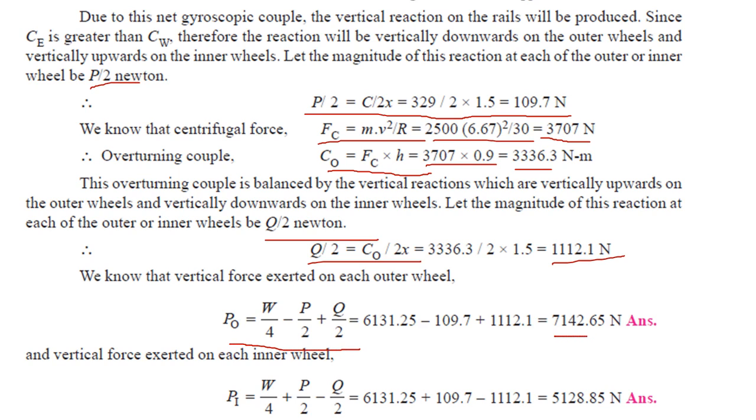So for each outer wheel you get 7142.65 Newton, and the vertical force on each inner wheel, Pi, in the same manner is W by 4 plus P by 2 minus Q by 2, so you get 5128.85 Newton. So for the outer wheel you get 7142, and for the inner wheel you get 5128.85. So these are the answers.